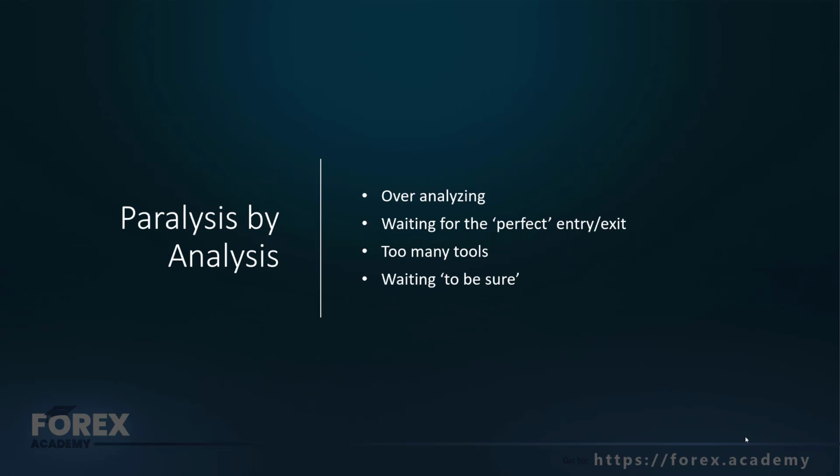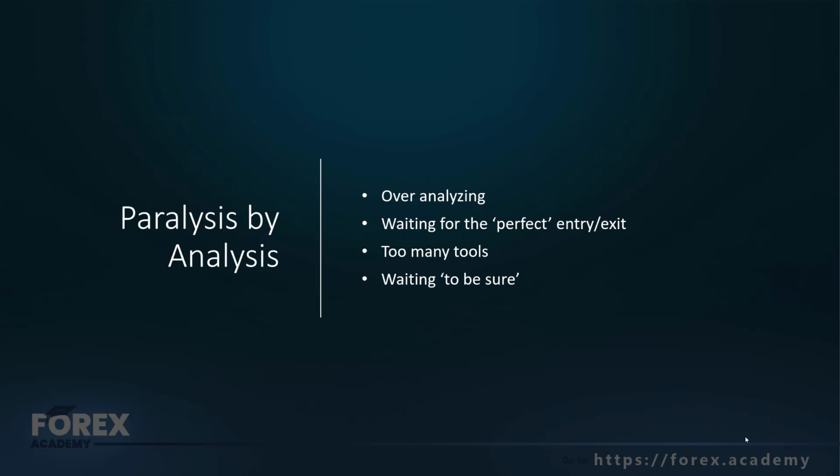Paralysis by analysis is essentially where you're overanalyzing your charts. You are waiting for the perfect entry and exits. You have too many tools on your screen. You're just waiting to be sure. You probably have a screen that has a slew of data on there. You probably have an RSI, a MACD, a stochastic RSI. You have a squeeze indicator. You have like 3 different volume indicators. Then on your chart, you have a 200, 150, 30, 20, and 5-day moving average. And then you have some Gann fans on there. Then you have multiple different types of pivots, some subjective, and static and dynamic support and resistance lines.